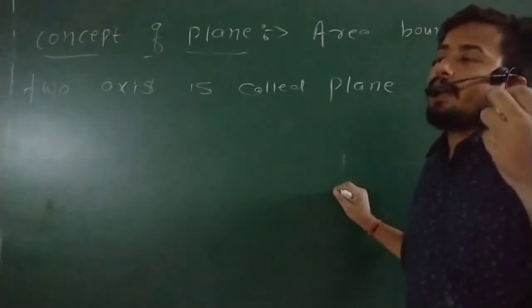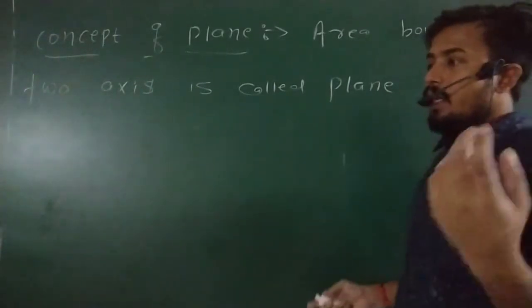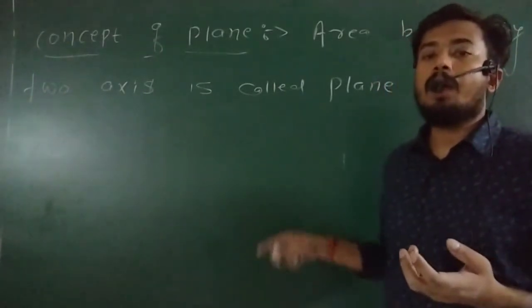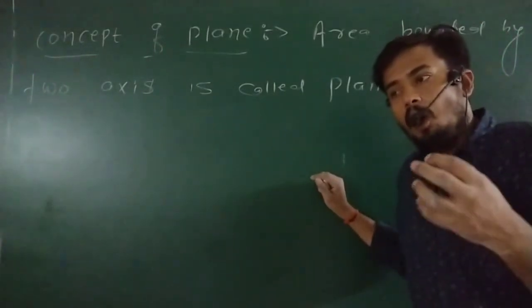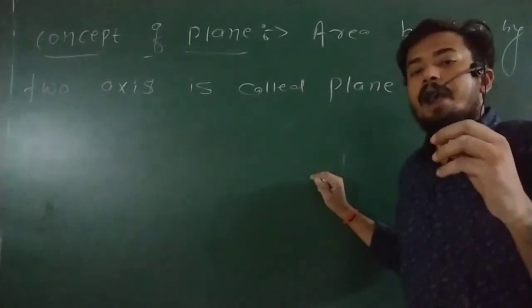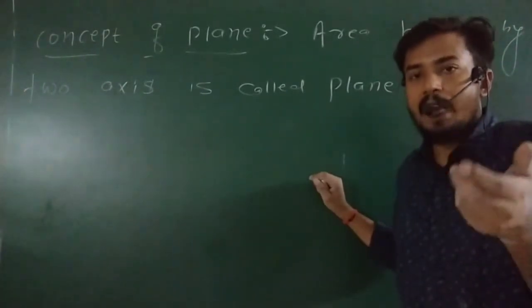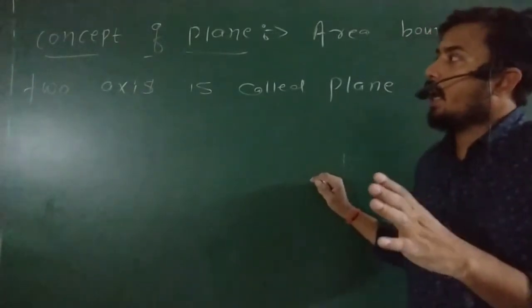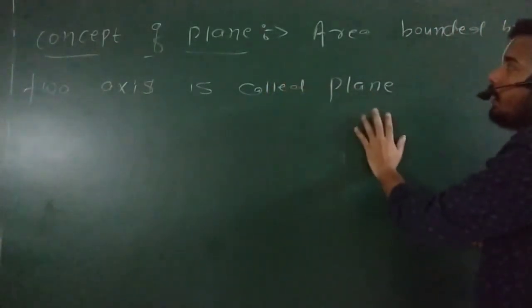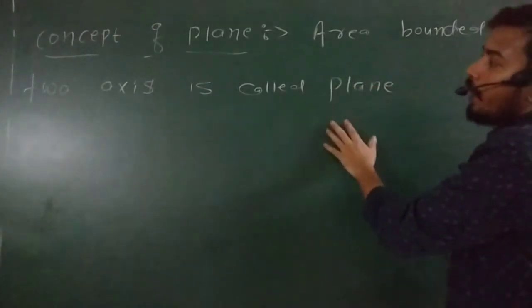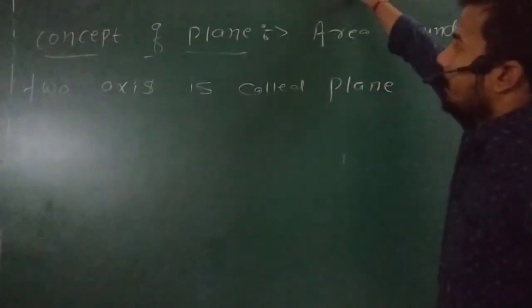So in that case, I cannot say most of the students, but some students will not be able to understand how to take coordinates, or you can say direction. For this I have taken the concept of a plane. So first of all, what is a plane? Area bounded by two axes is called a plane. Like this is a plane.